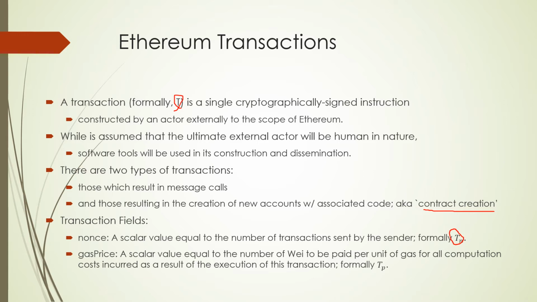Formally, we represent this using T sub p. Basically, this is going to tell you what the gas price per unit of gas is, and later you will see that for every transaction we're going to consume a certain amount of gas.